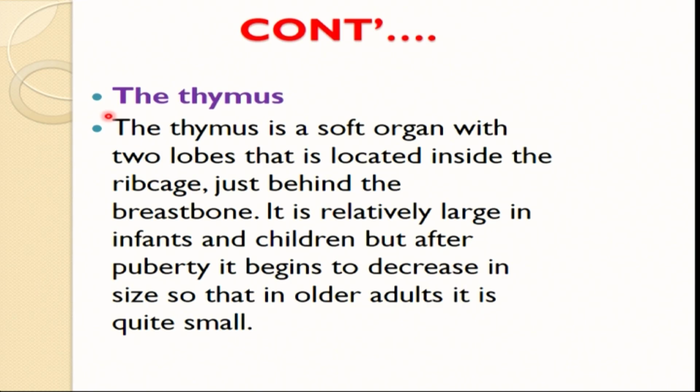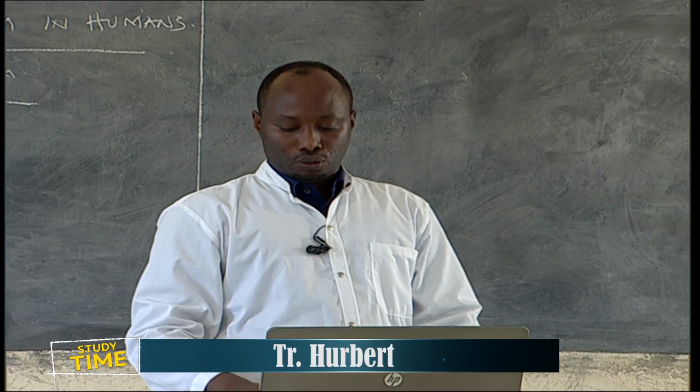We have the thymus, which is located in the chest. It is a soft organ with two lobes located inside the rib cage, just behind the breastbone. The breastbone is the bone found at the front of the chest. The thymus is relatively large in infants and children, but after puberty it begins to decrease in size, so that in an older adult it is quite small. That is why the immune system in old people is weaker, because the thymus shrinks as the person gets old.